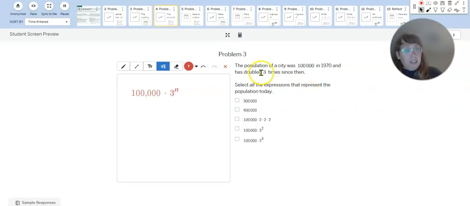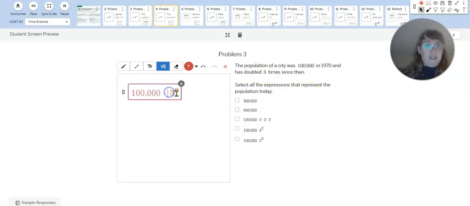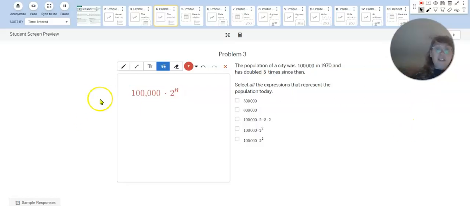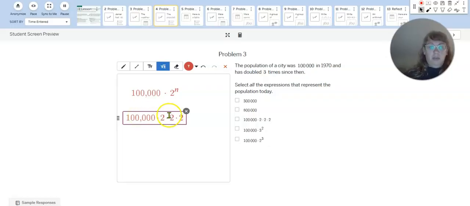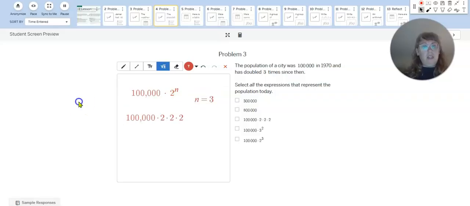We're looking specifically, oh wait, sorry, hold on, it's doubled. So it's 2 to the n. There we go. We're looking specifically for 3 times since then. So we have 100,000 times 2 times 2 times 2, 3 of them, because our n value equals 3. So that is here.